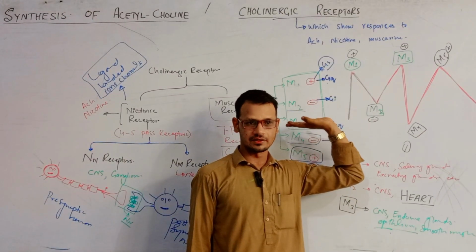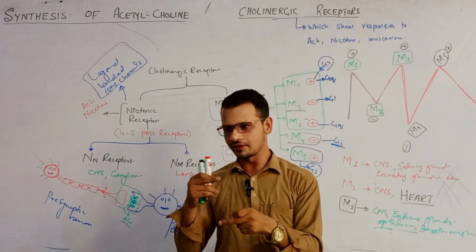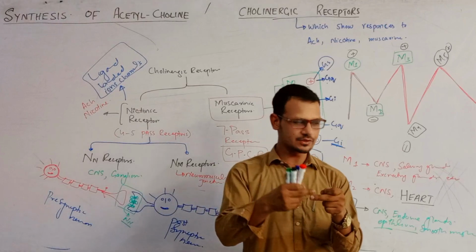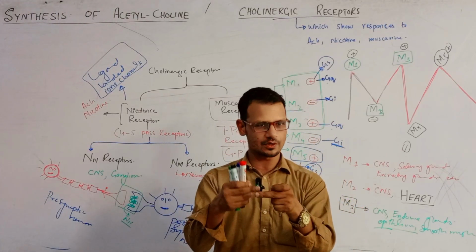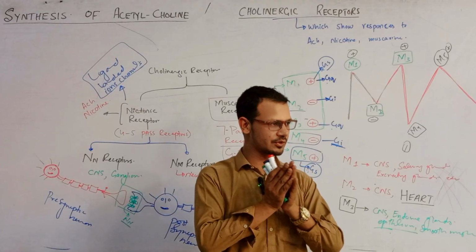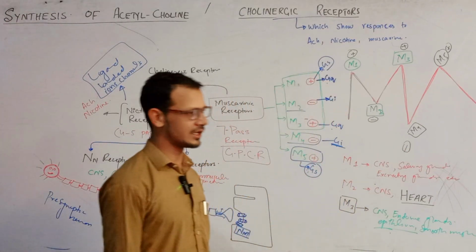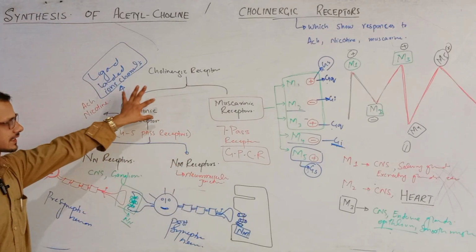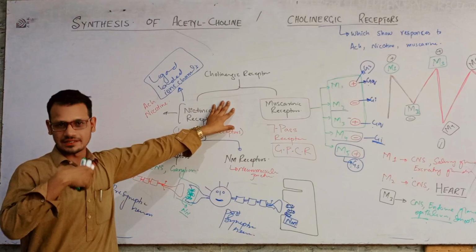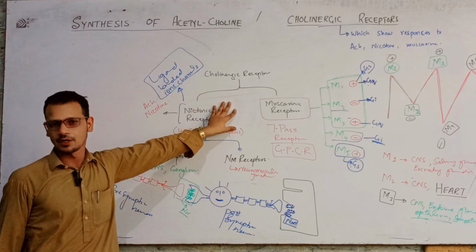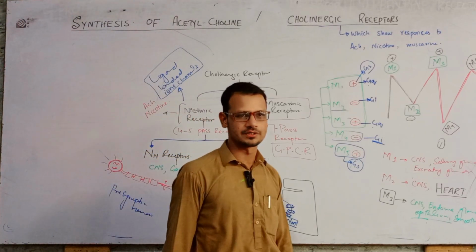What is the mechanism behind this 7 pass receptor? I have discussed in detail that it will activate the Gs protein. The Gs protein will activate adenylate cyclase. Adenylate cyclase will convert ATP into cAMP. cAMP will activate the protein kinase A enzyme, and protein kinase A will phosphorylate a lot of things in the cell and bring biological responses. These are the cholinergic receptors. Now, after this lecture, in the coming class, we will discuss the cholinergic agonist drugs, which is the basic pharmacology, right?